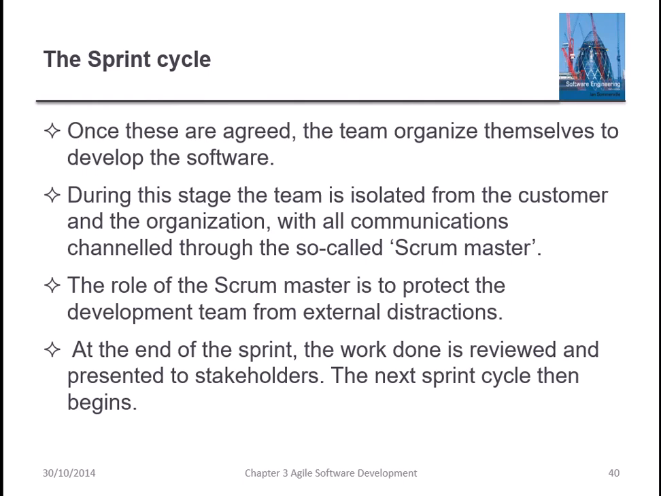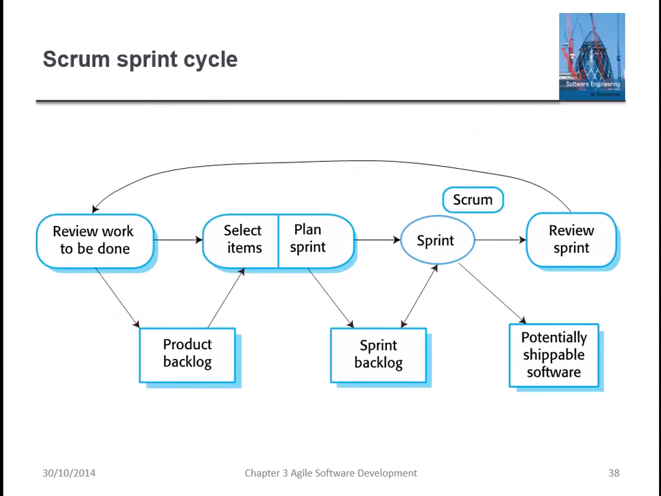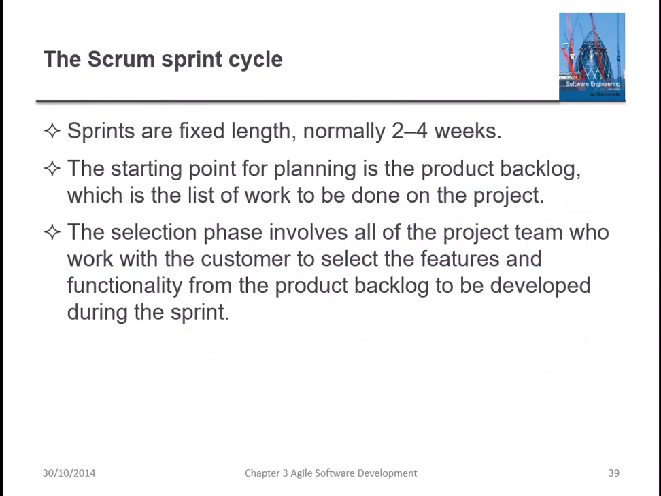At the end of the particular sprint, the work done is reviewed and presented to the different stakeholders. The next sprint cycle then begins. So in the next sprint cycle, as you can see in the previous slide, we select a particular sprint from the sprint backlog, which is updated from the product backlog, and then we proceed with the sprint cycle.